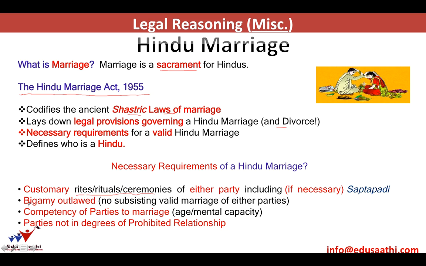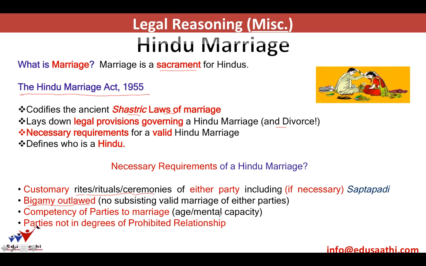Under the law, bigamy is outlawed, which means no person can have a subsisting valid marriage with any other person. That is, one person can have one valid Hindu marriage under the Hindu Marriage Act. Any person who had more than one marriage before 1955, those marriages are valid, but after 1955, any Hindu can only have one legally valid marriage.